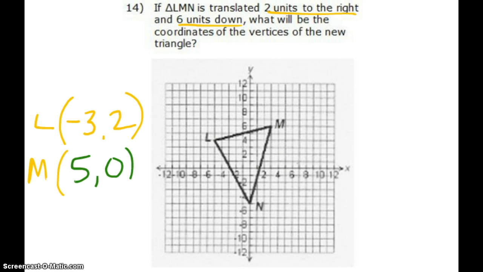Let me do some erasing here. And then the last one, point N, I need to go 2 units to the right, 1, 2. And then how many units down? 1, 2, 3, 4, 5, 6 units down. So point N is at, let me start at the origin and go 1, 2 units right. So X is at 2, then 1, 2, 3, 4, 5, 6, 7, 8, 9, 10, 11. So 2 right, 11 down, so 2, negative 11.